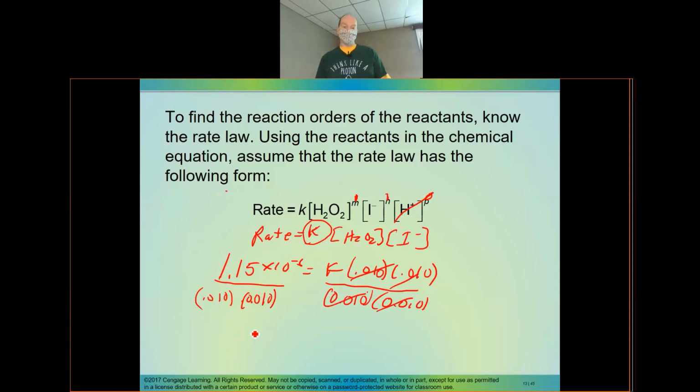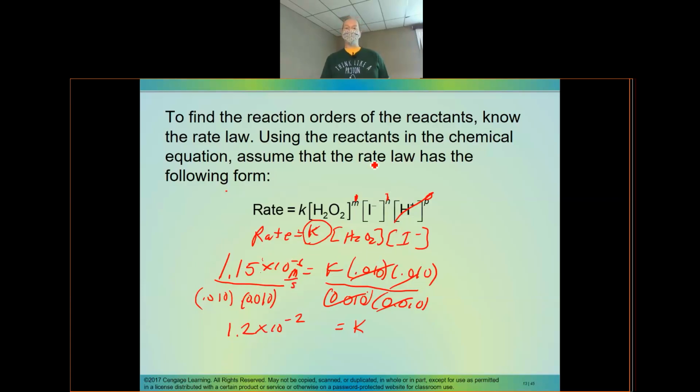Then you push the buttons on your calculator, and you get 1.2 times 10 to the negative 2 is equal to K. Now we need our units, and here the units are given. Our rate units are always the same. For rate, it's molarity per time, and in this case, it is molarity per second.